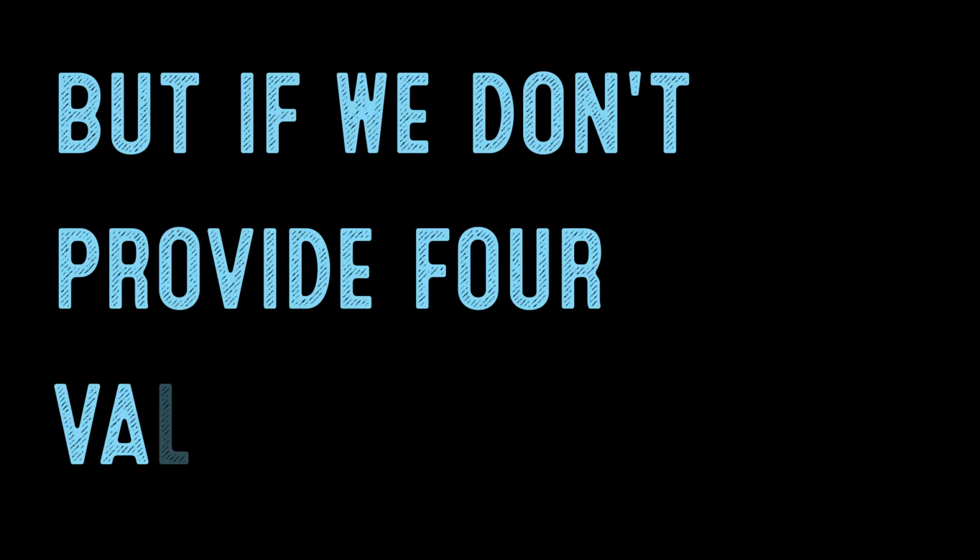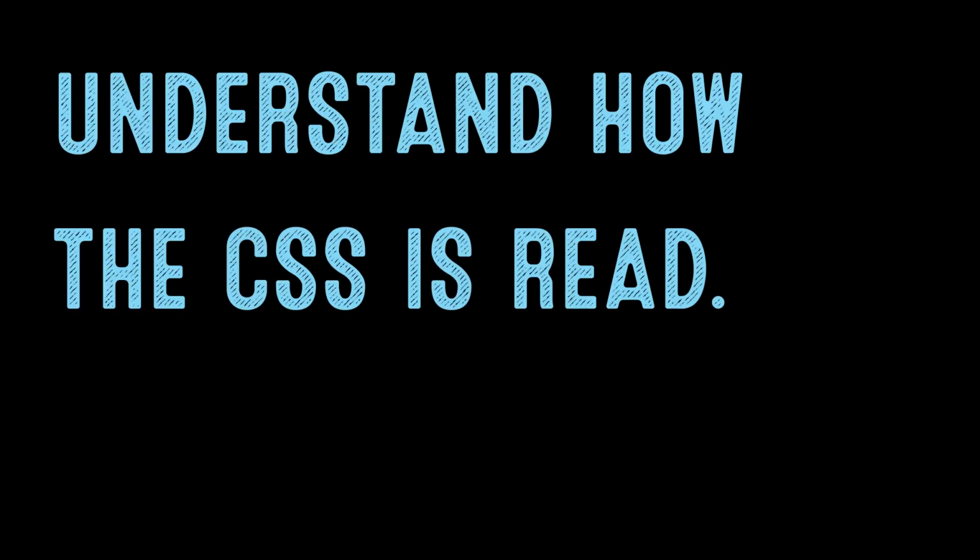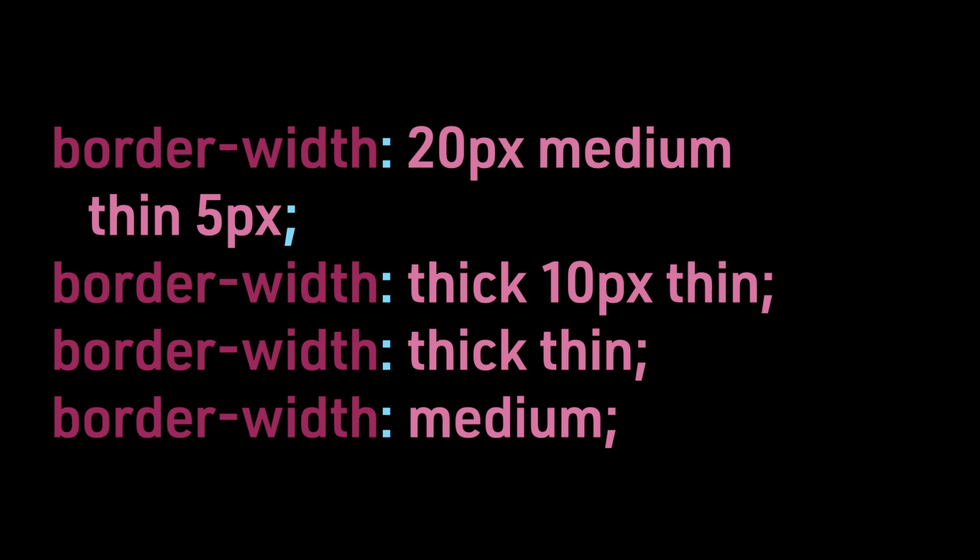But if we don't provide 4 values, we have to understand how the CSS is read. Border width, 20 pixels, medium, thin, 5 pixels. Border width, thick, 10 pixels, thin. Border width, thick, thin. Border width, medium.